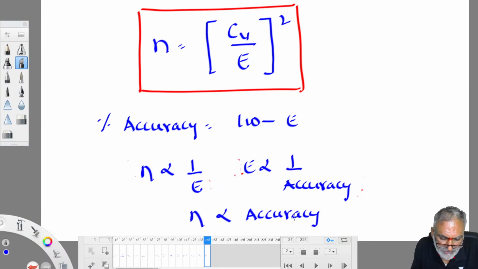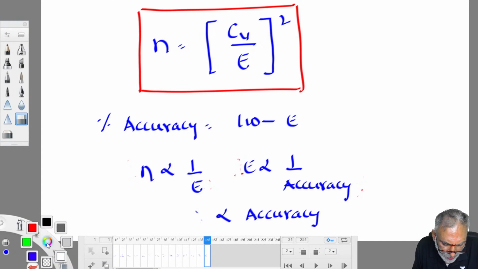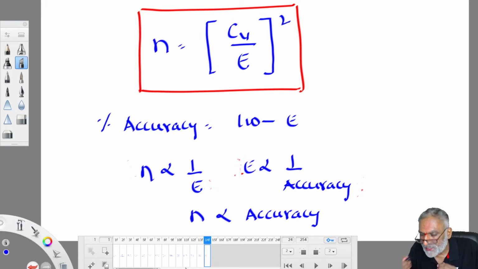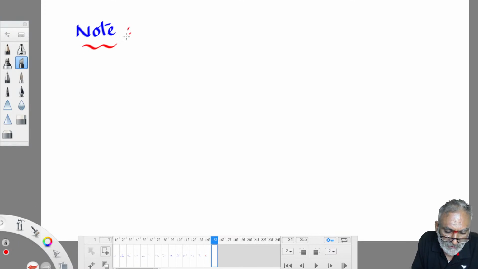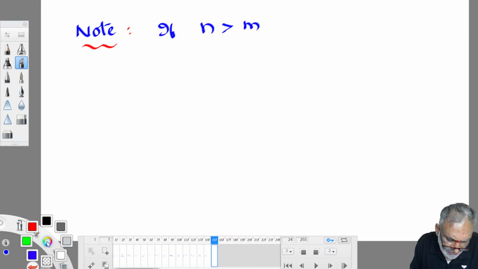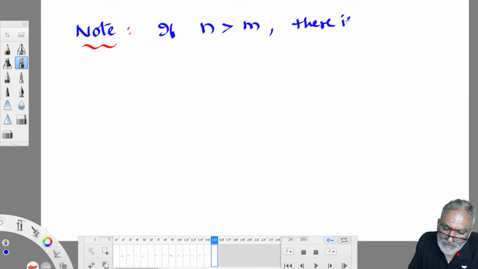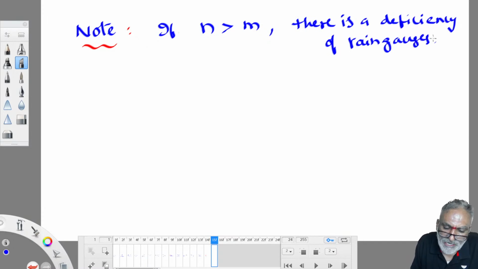Once we get the N value, the optimum number, then we are in a position to comment whether the rain gauges already working in a catchment are sufficient in number or deficient in number. Okay? So let us see the conclusions. Sometimes this conclusion is also important, right? If the N value we get is greater than the M value, what does it indicate? There is a deficiency of rain gauges in a catchment. Then we recommend additional rain gauges.